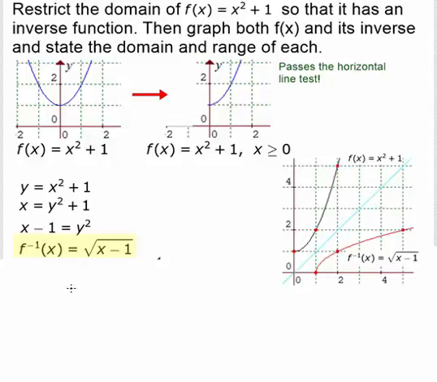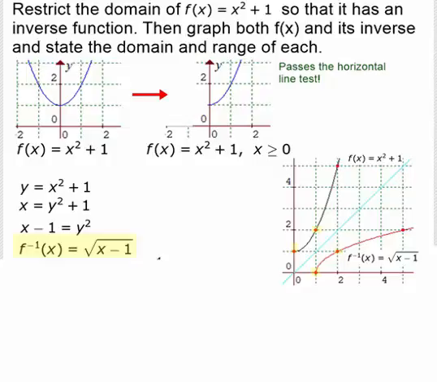Now we graph both of these. For f of x equal x squared plus 1, we have the points 0, 1 and 1, 2. It's the right side of a parabola shifted up 1. For the inverse function, we can just reverse those points and plot 1, 0 and 2, 1, and note that it's going to be a mirror image across this 45-degree angle line y equal x, and we get the top half of the sideways parabola.